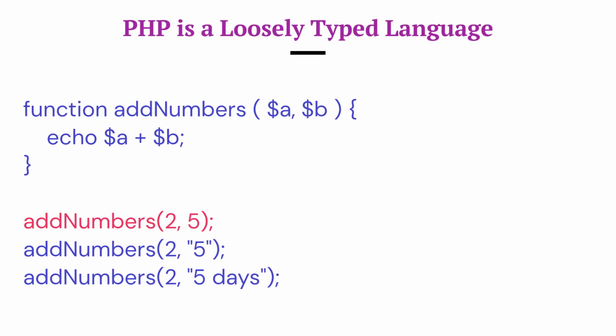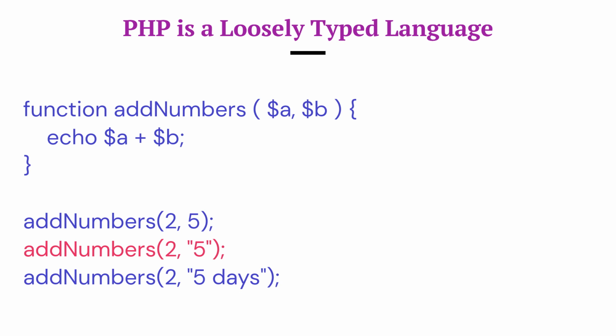Let's see another example. In this example, we are adding 2 values. In the first call, we are passing 2 values and the function prints the sum of them. In the second call, we are passing the same values. But this time we are putting the second value in double quotes. There is no difference in the result. We will get the correct result.